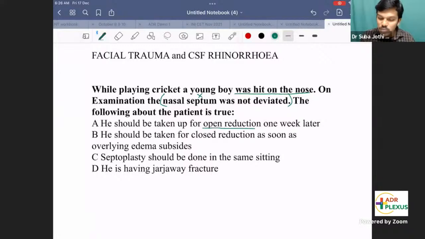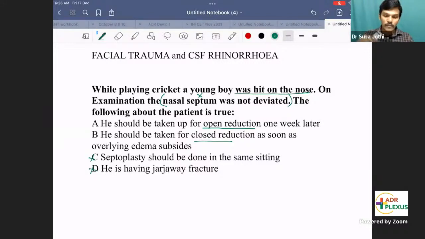See, open reduction you can't do straight away. Closed reduction as edema subsides. Septoplasty should be done in same sitting. See, again I am telling here septum is not involved, so septoplasty should not be done. It is not a septal fracture, so Jarjavay fracture we can't describe. Clear? So Jarjavay and Chevallet is only for septal fractures.